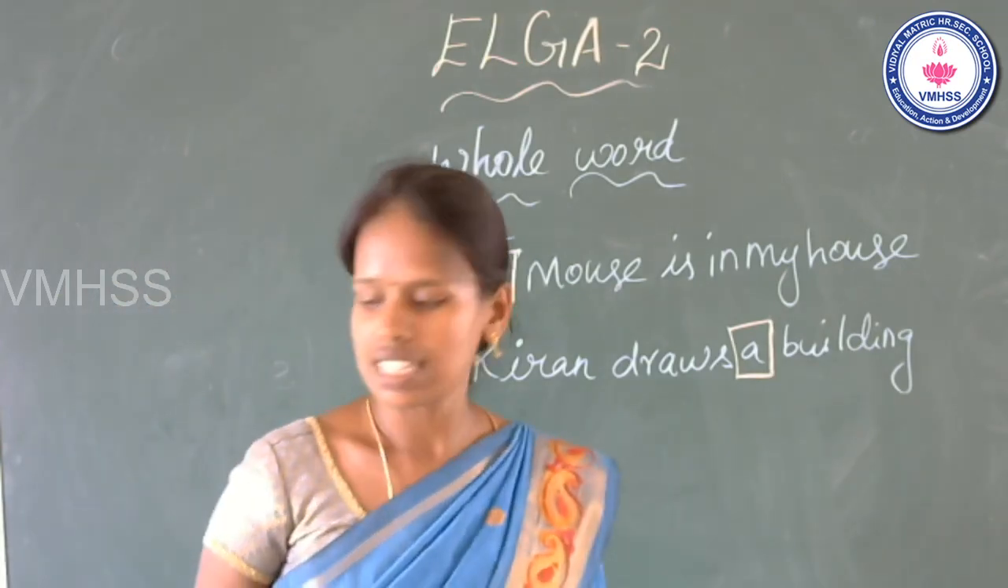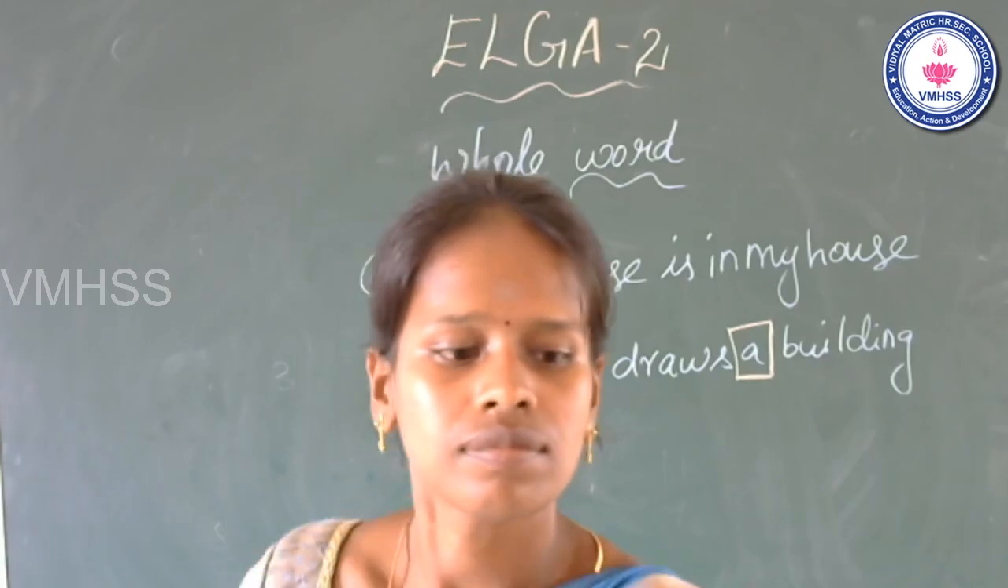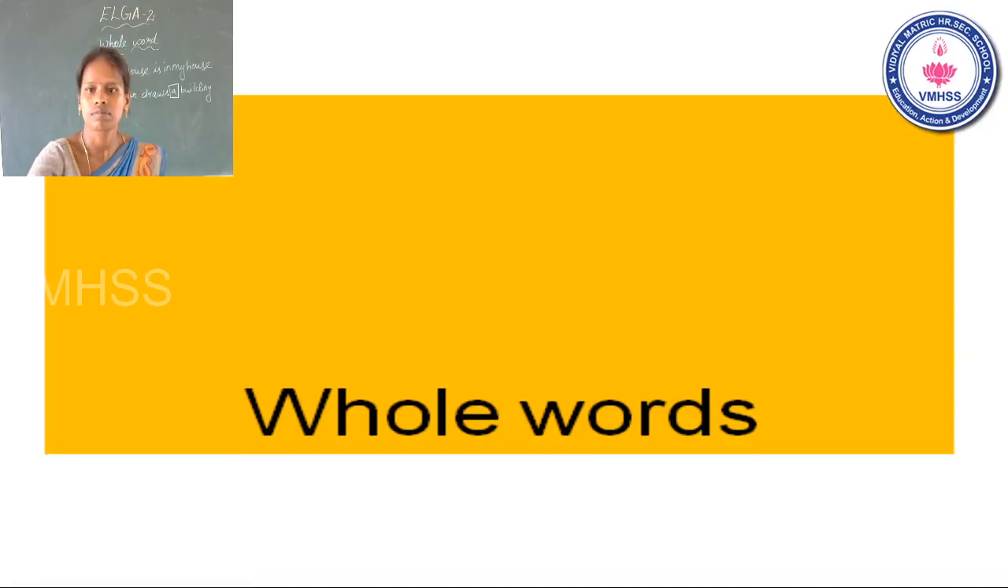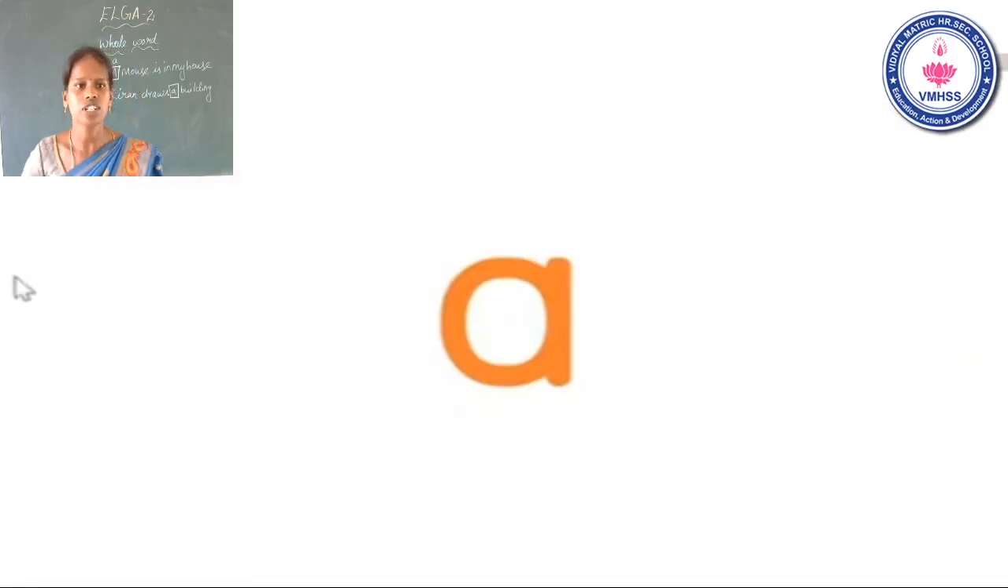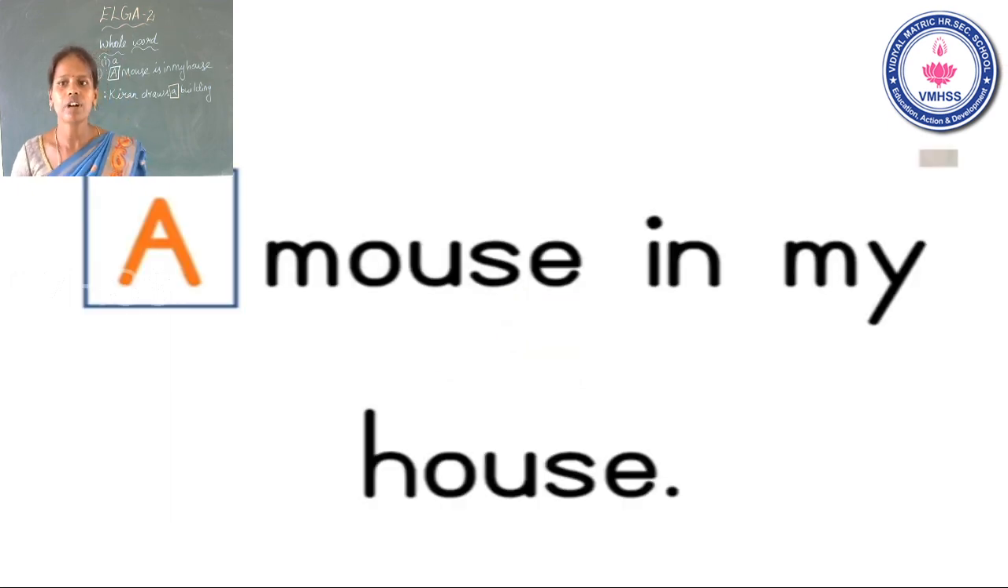Now look at the slide. The first whole word is A. Next we will see the examples. A mouse in my house. A. Mouse, M-O-U-S-E, mouse. In, I-N. My, M-Y. House, H-O-U-S-E. A mouse in my house.